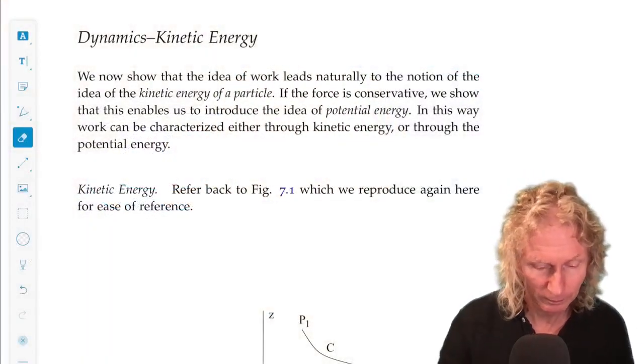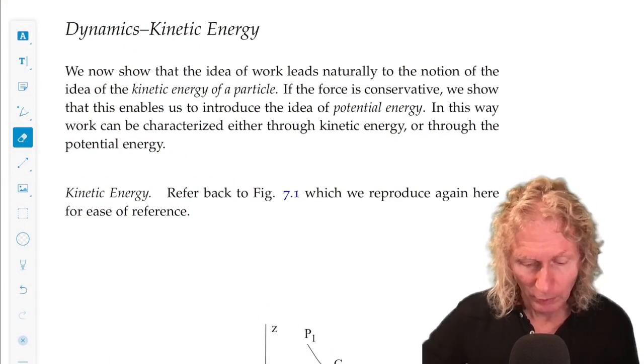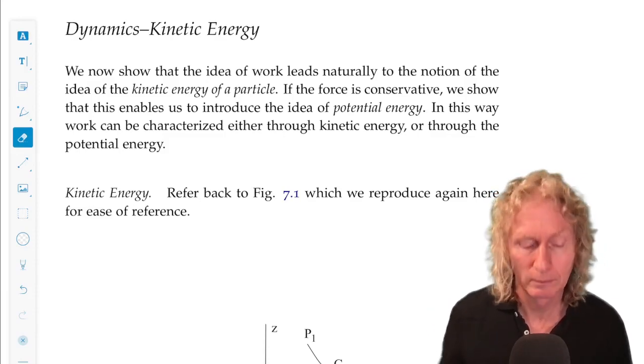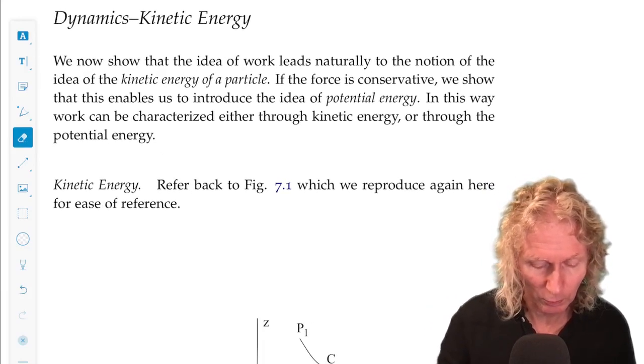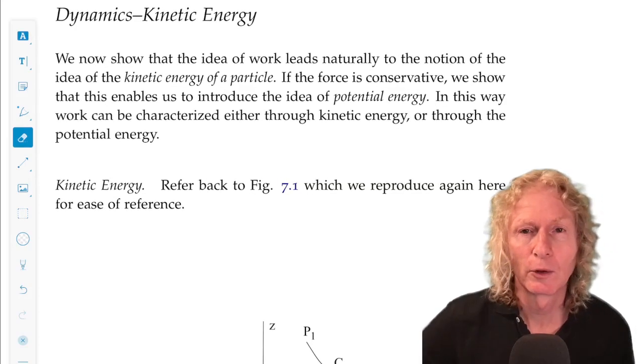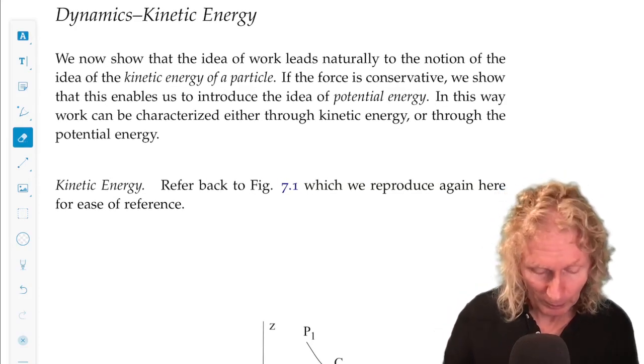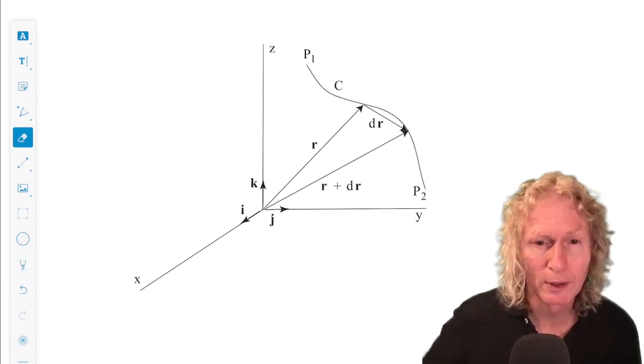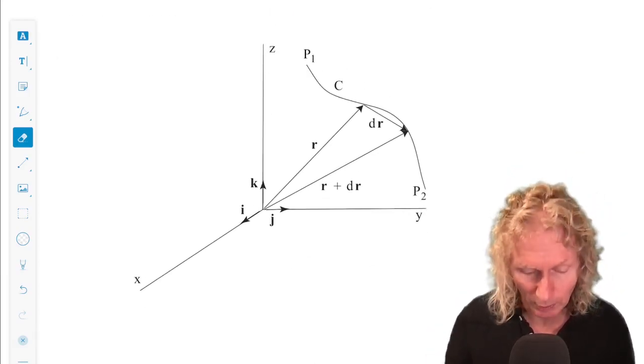Welcome back to the third lecture of Chapter 7, where we're going to introduce the concept of kinetic energy. So we're going to talk about the notion of kinetic energy of a particle of constant mass m, and it's going to use a line integral and Newton's second law. So we need to establish a little bit of the setting and some notation.